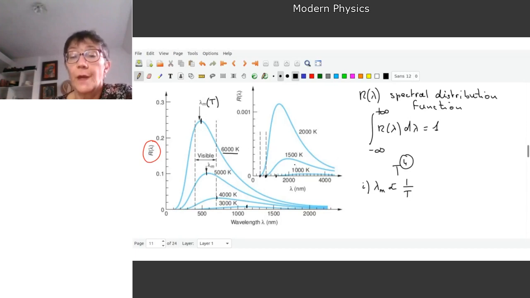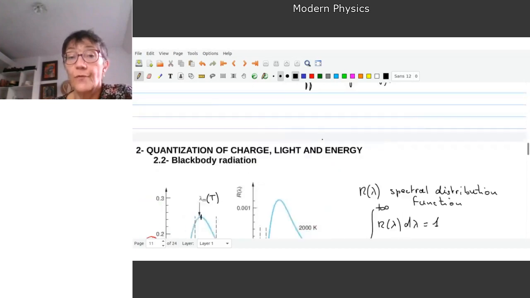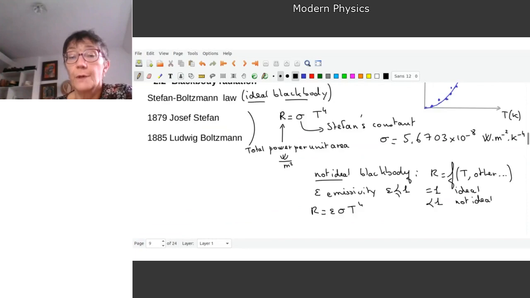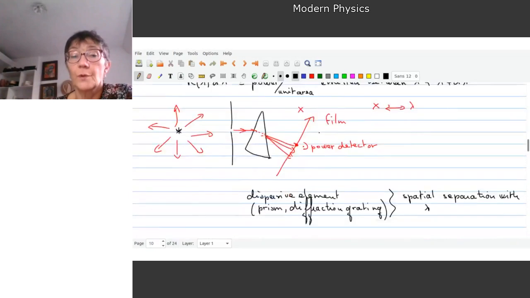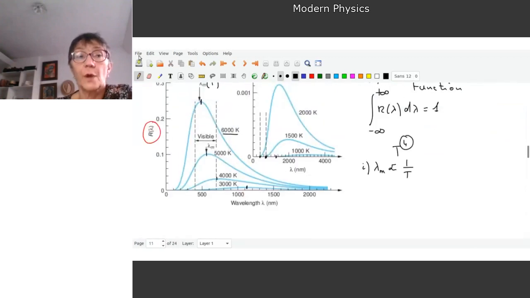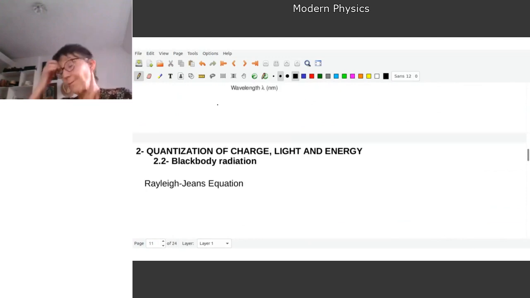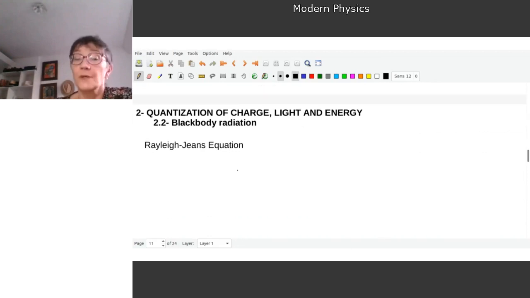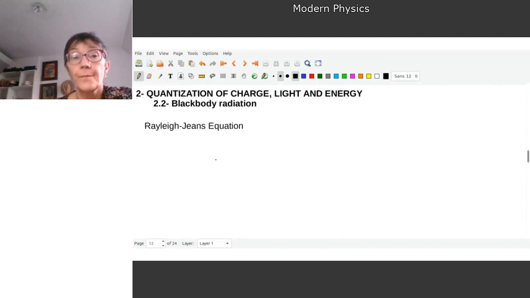Now the physicists want to find this relationship. For now we only have the power as a function of the temperature. What we want is R of lambda as a function of temperature, and we have the experimental measurements. So the Rayleigh-Jeans equation is named after two scientists, Lord Rayleigh, I suppose, and Jeans. They tried to find an explanation based on classical physics.